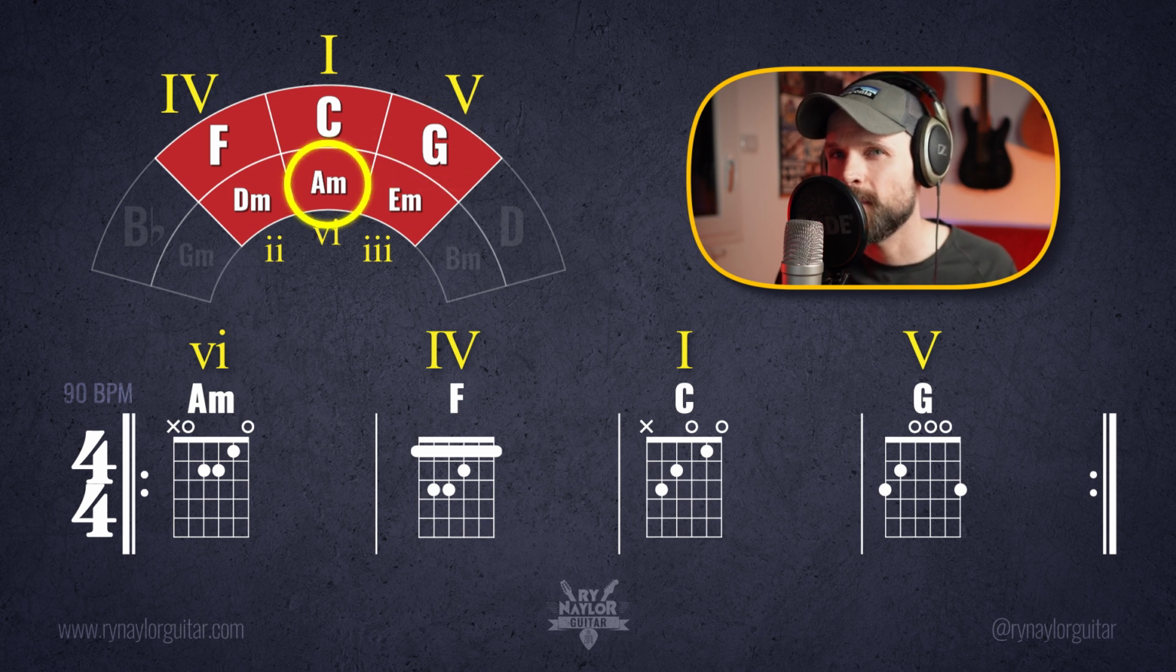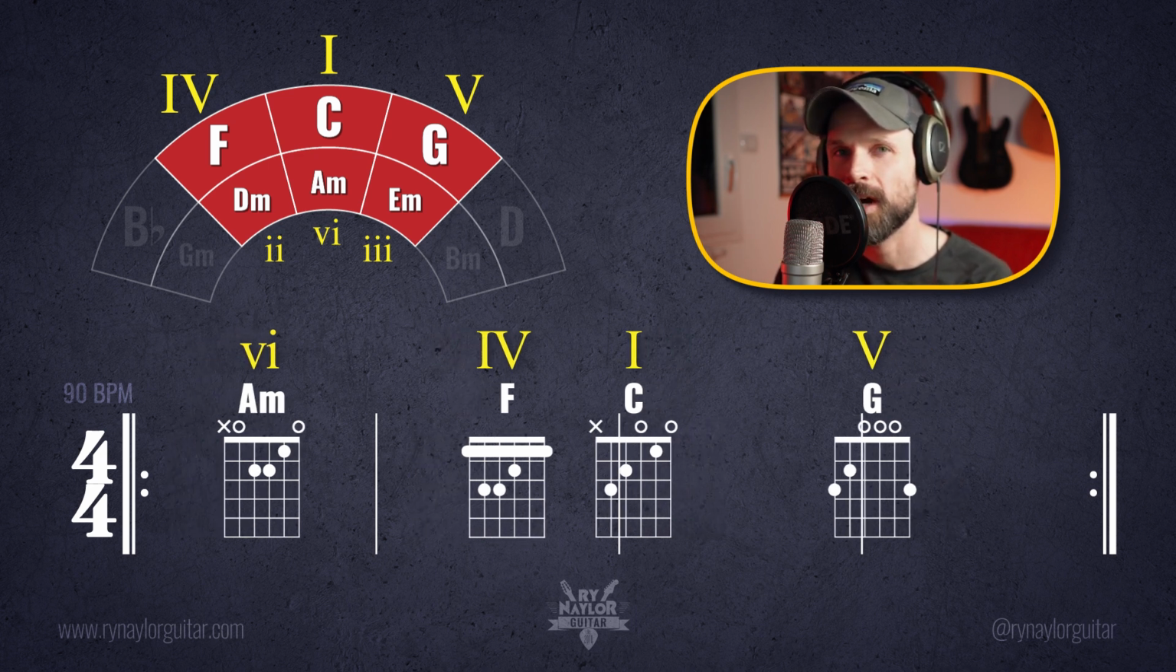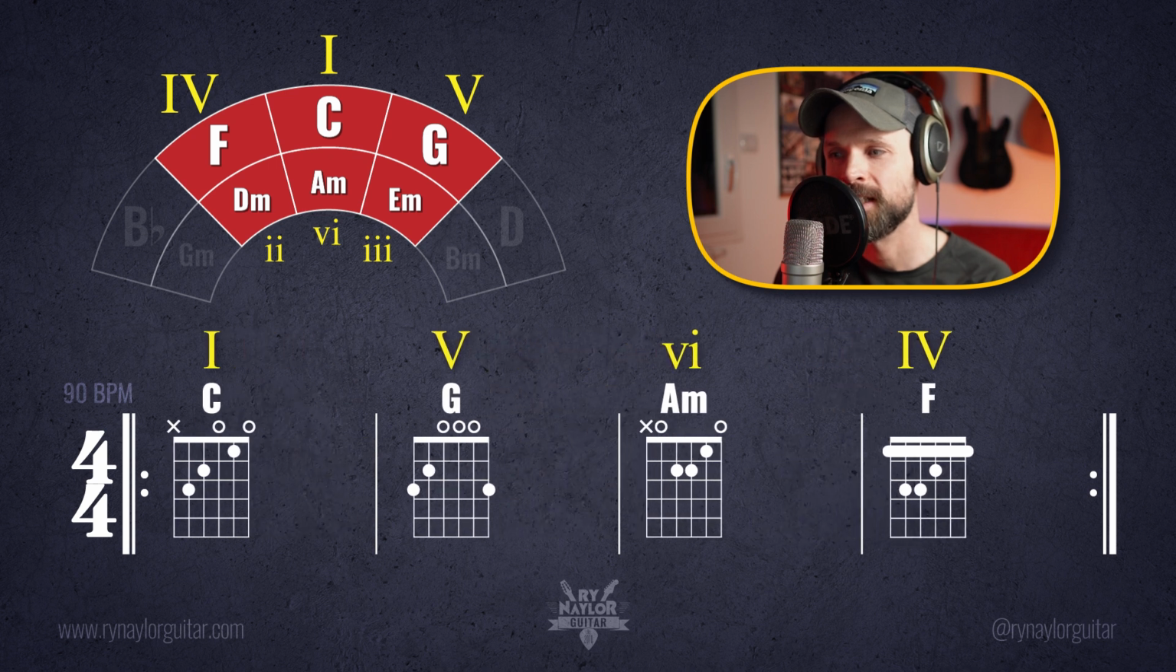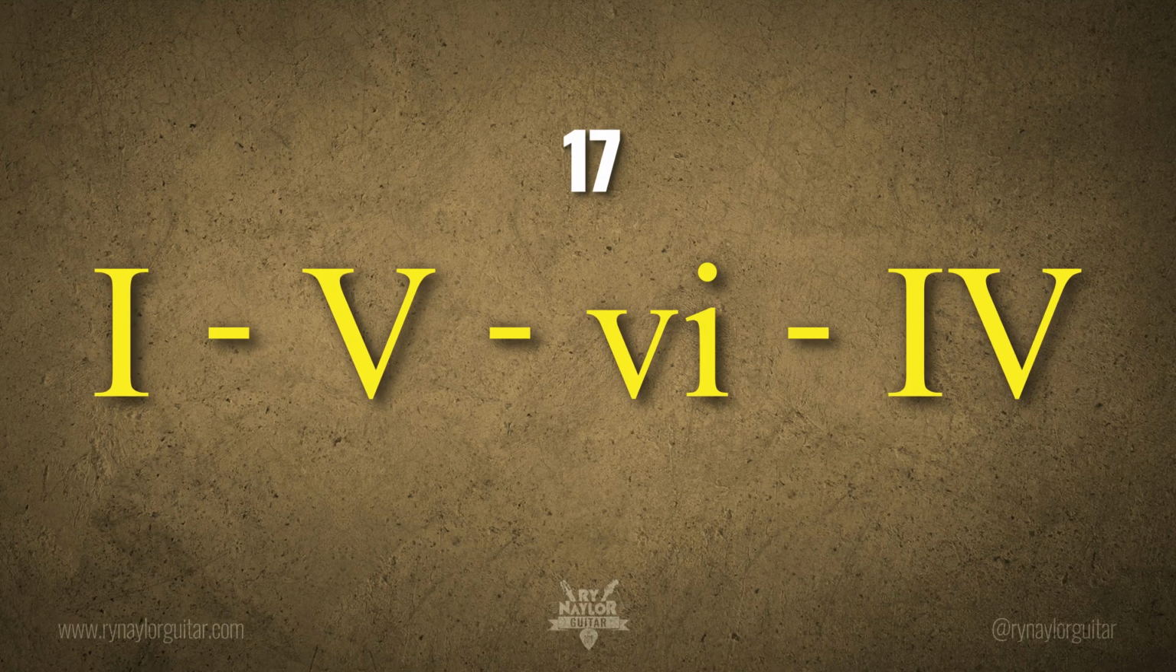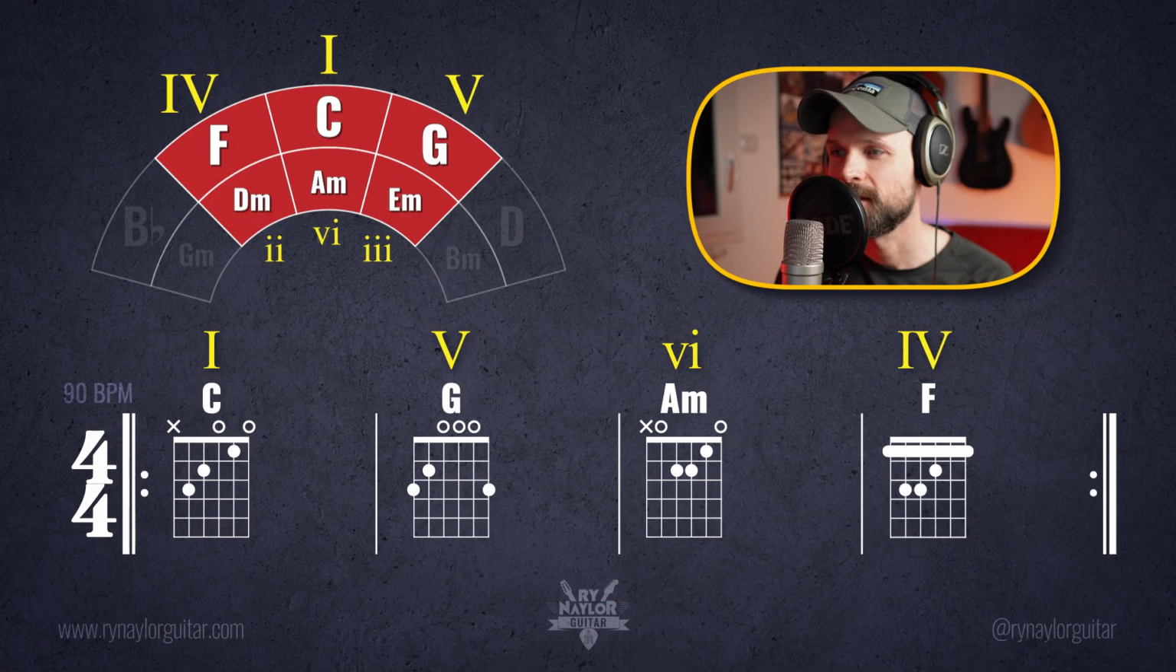And if you know a bit about theory, you'll know that this is the 4 chord song, the 4 chord progression beginning from the 6. Now, what we can do is swap those chords around a little bit to get to the ultimate progression in the major key, the 4 chord song, the 1-5-6-4. The absolute must. Let's give it a listen.